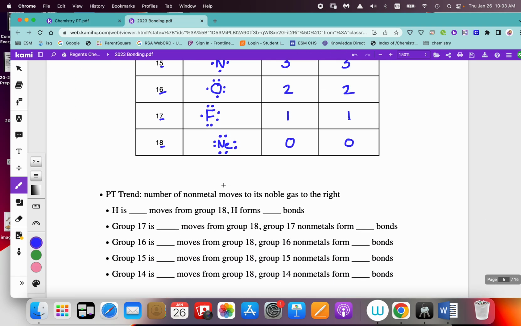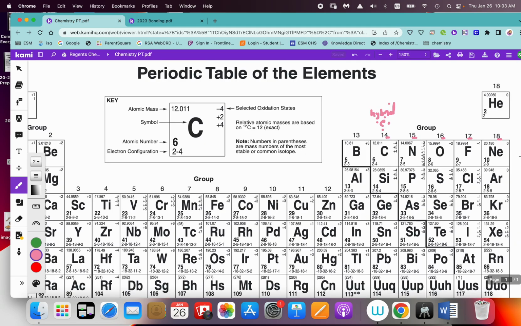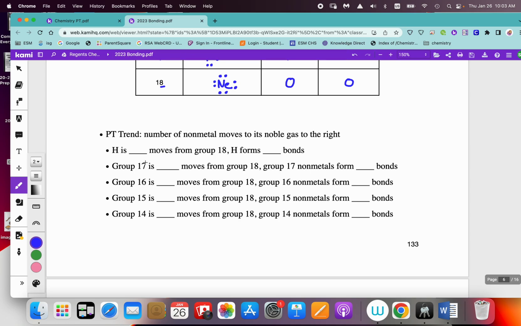Now, there is a periodic table trend for the nonmetals, okay? So let's start with group 17. Group 17, fluorine, is 1 move from the noble gas, 1 move, right? So 7 to 8, 1 move. So group 17 is 1 move from group 18. Therefore, group 17 nonmetals have to form 1 bond.